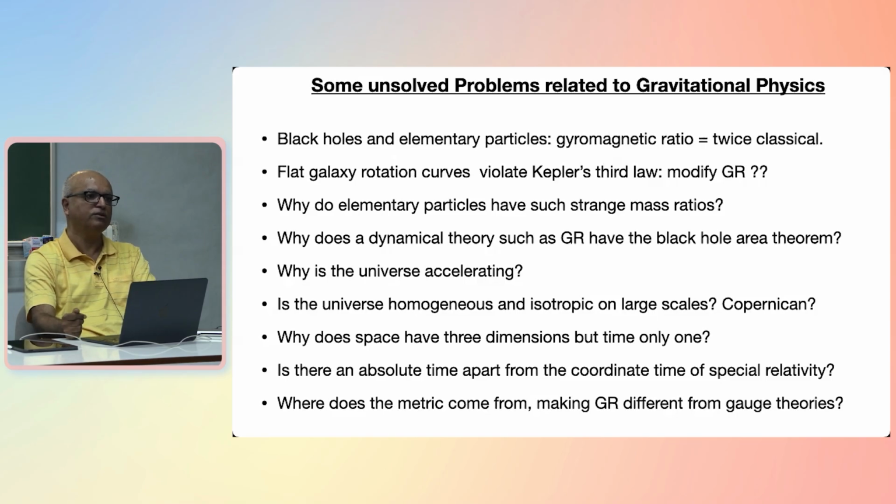So, it seems that the structure of space-time in quantum theory is not the same as in classical physics, in classical relativity. So, what is the answer? So, these are reasons for saying that our understanding of gravitation is not complete.